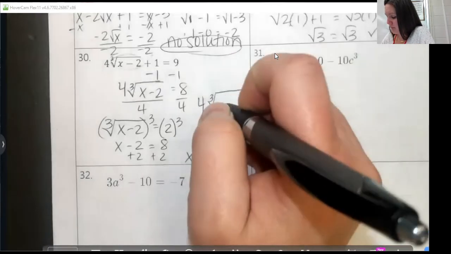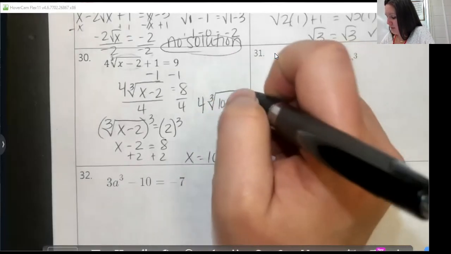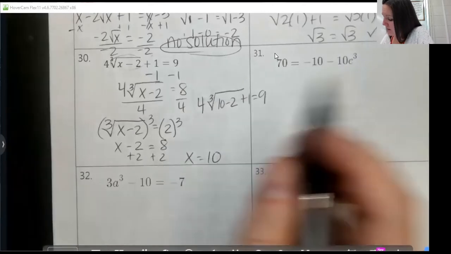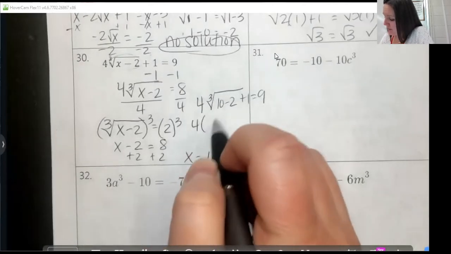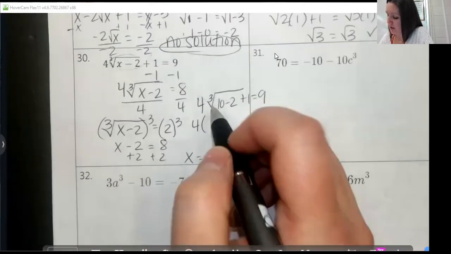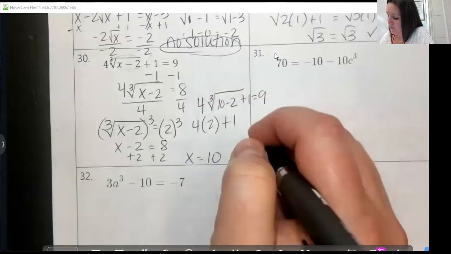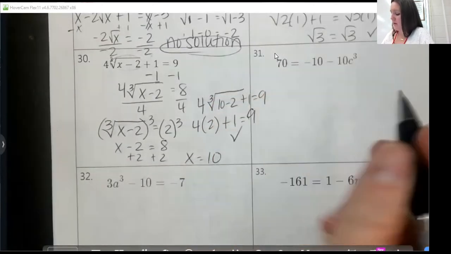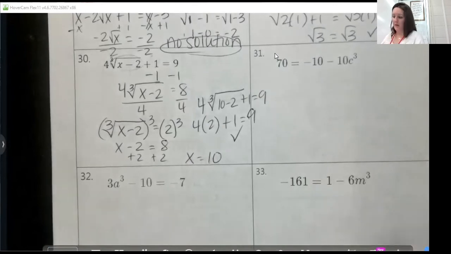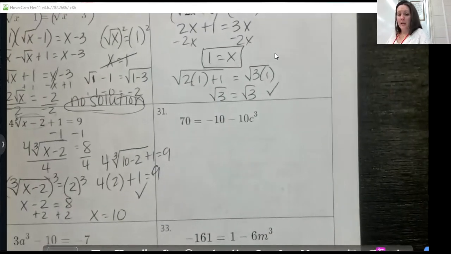So 4 times the cubed root of 10 minus 2 plus 1, does that equal 9? 4 times 10 minus 2 is 8. The cubed root of 8 is 2. Plus 1, does that equal 9? Yeah, it does, because 4 times 2 is 8 plus 1 is 9. All right, nice job.